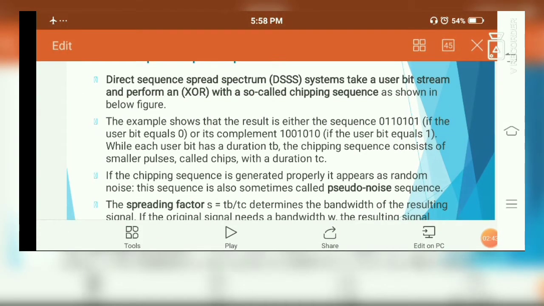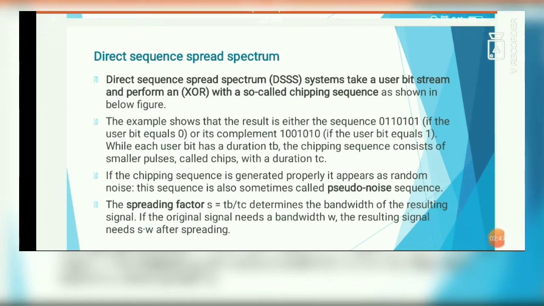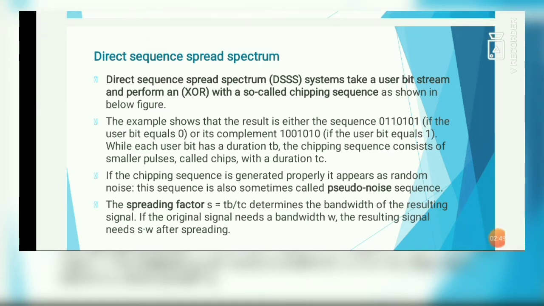In this case, when we are XORing, the example shows the result is either the sequence, taken as an example, if the user bit equals 0, the first sequence given here, or its complement, the ones complement, if the user bit equals 1. So if zeros are there, we convert them to ones, and if ones are there, we convert them into zeros.